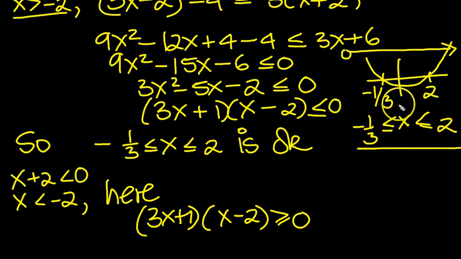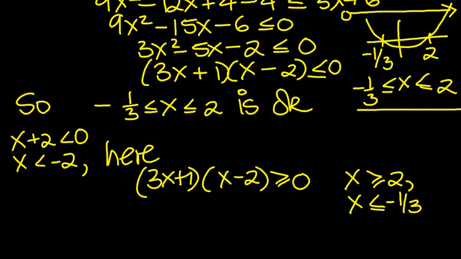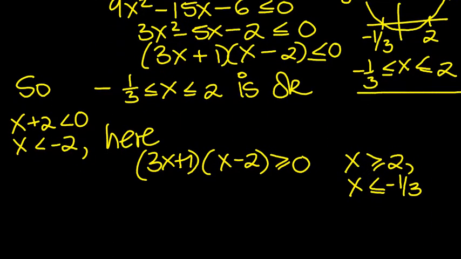So we can look at the graph once again. And when is this quadratic greater than 0? Well, here we can see that it would be greater than 0 on this segment, which is x is bigger than or equal to 2, or x is less than or equal to minus a third, isn't it? So those are our two solution sets, given the context x is less than −2.